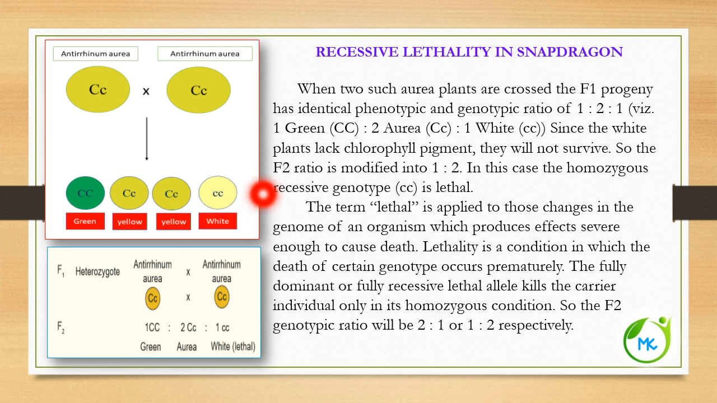The white plant lacks chlorophyll pigment. I told you the white plant does not have chlorophyll pigment. So due to the absence of chlorophyll pigment, they cannot survive. So this is referred to as lethal.